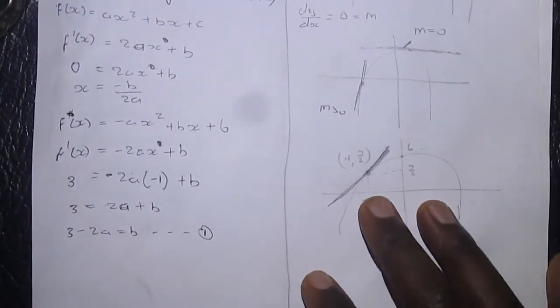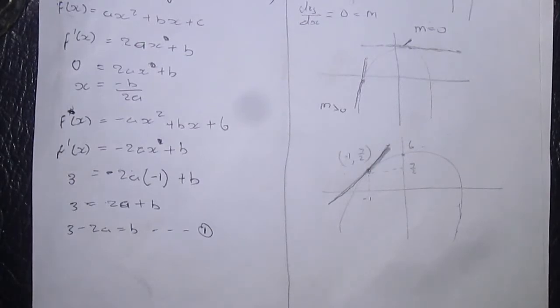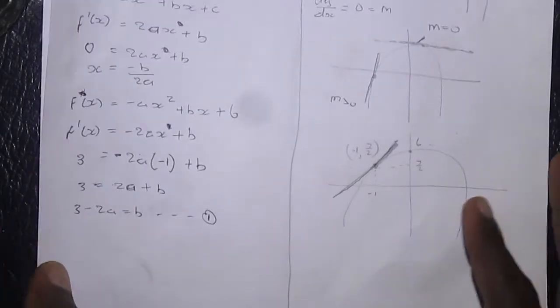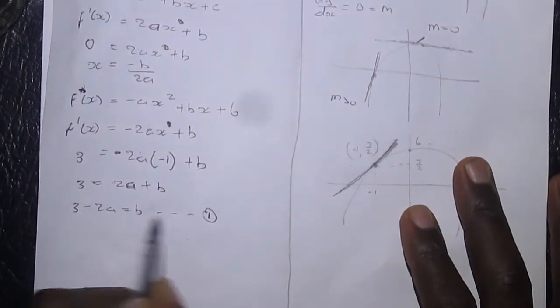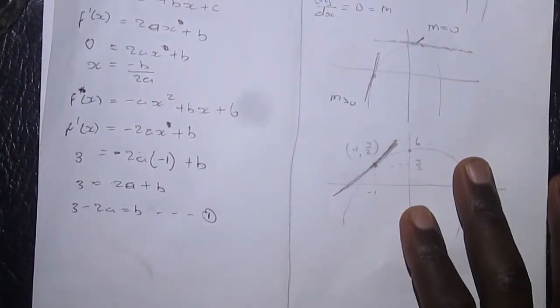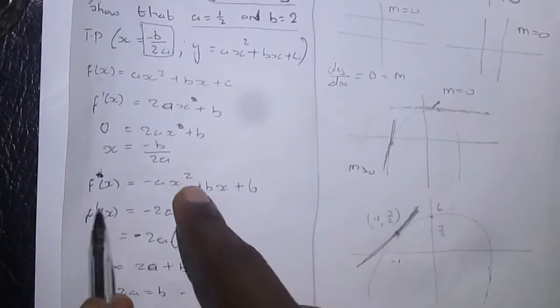Now immediately when you talk about equation number 1, when you start introducing equations, you must know that I'm gonna be dealing with simultaneous equations. So if you're not good with simultaneous equations, you will have a little bit of a problem. Okay, now we have this one. What about our second equation? Remember, what is the rule of finding a turning point?